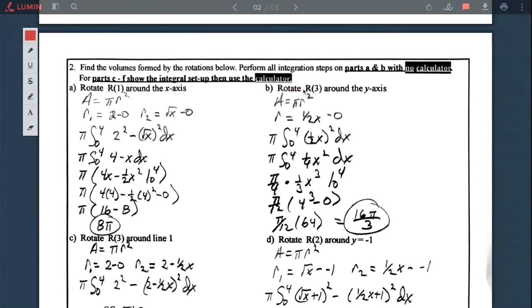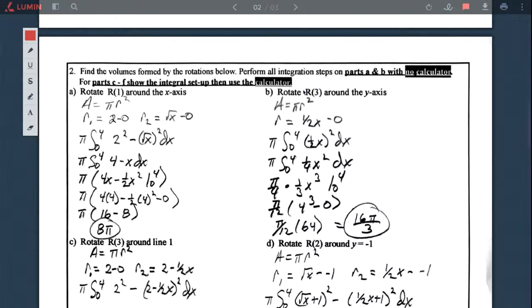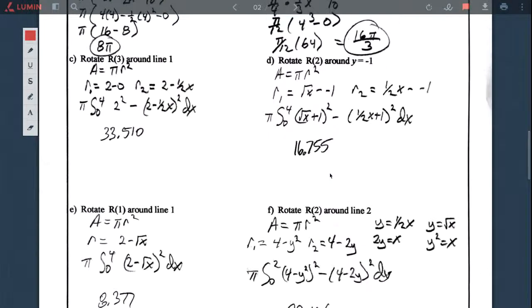Next one is R3 around the y-axis. And I noticed that I did that wrong. I was assuming the x-axis. So I'll come back to that. Ignore this right here. It's totally wrong. I'll come back to it later.